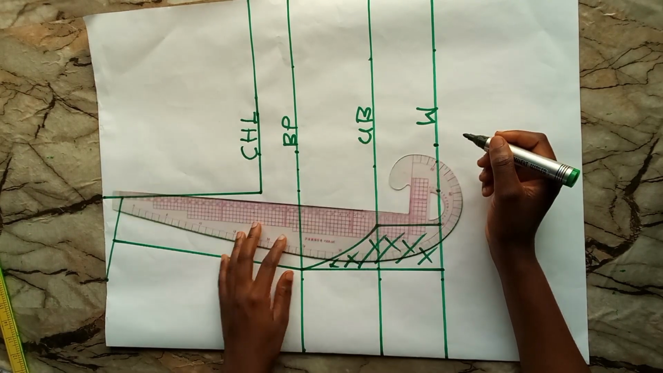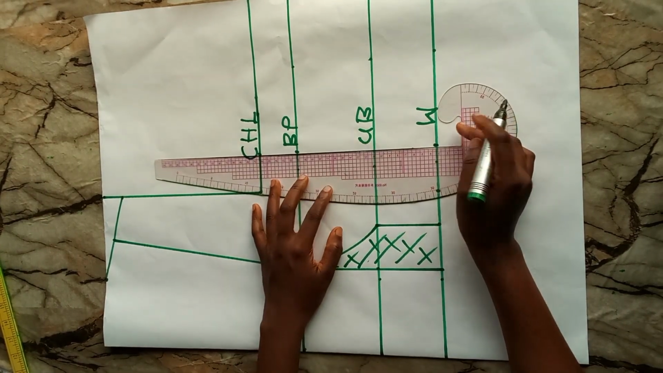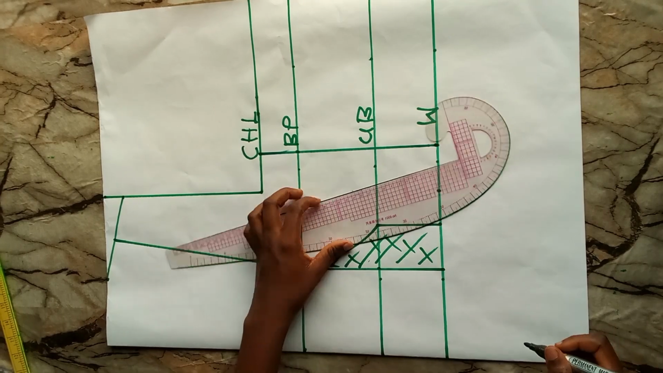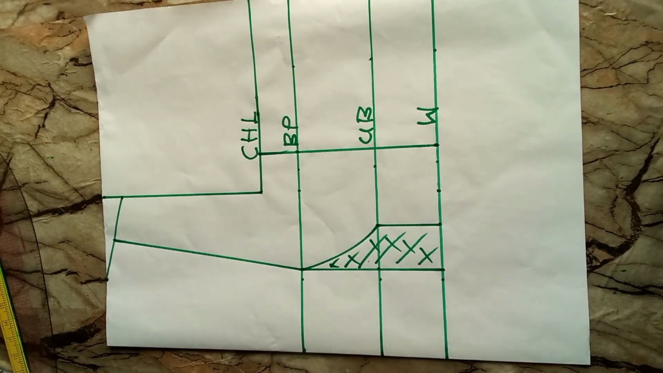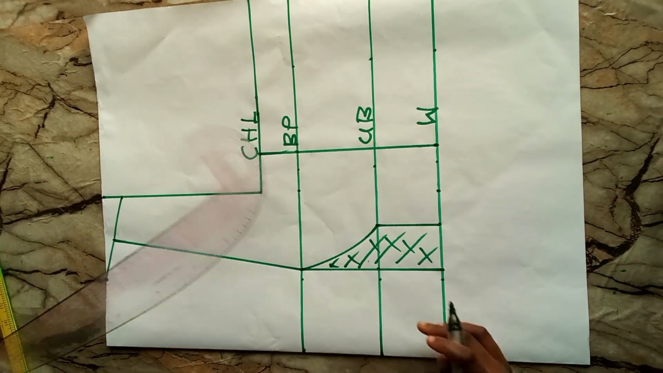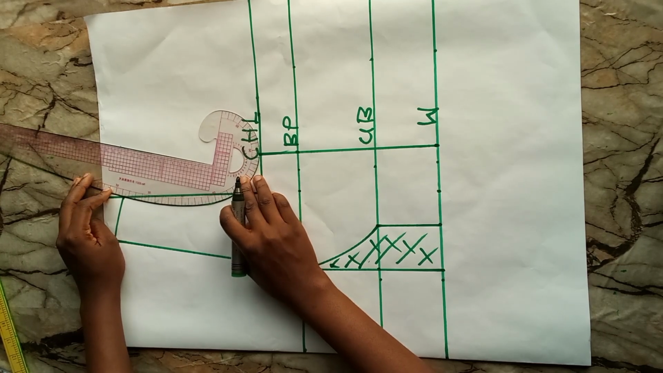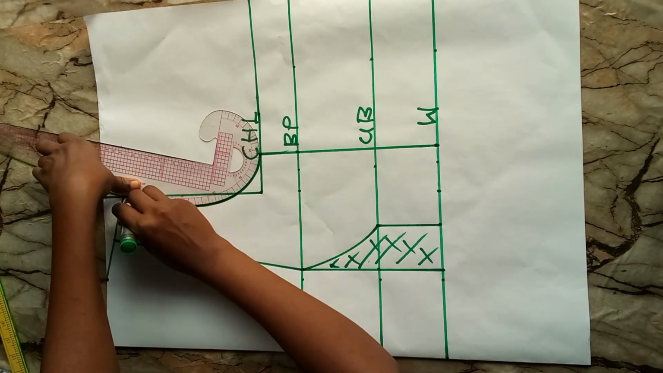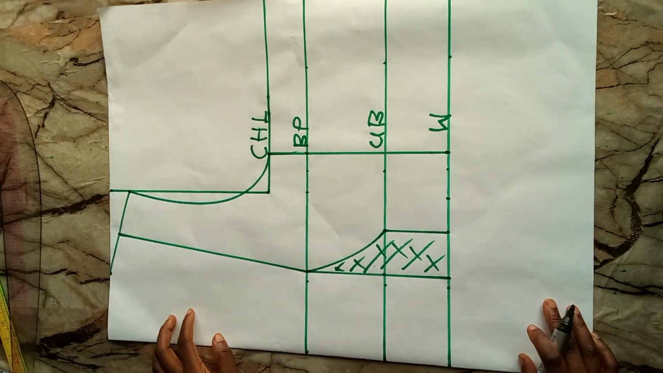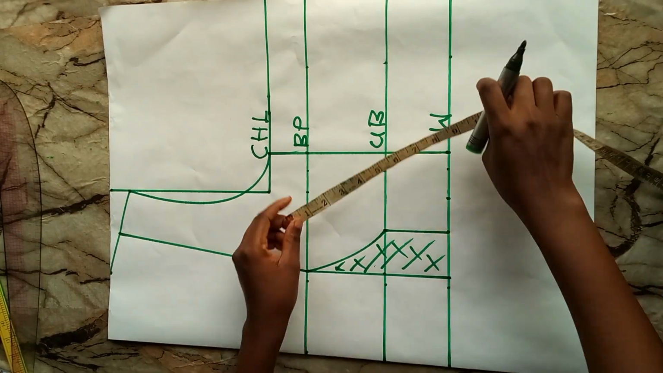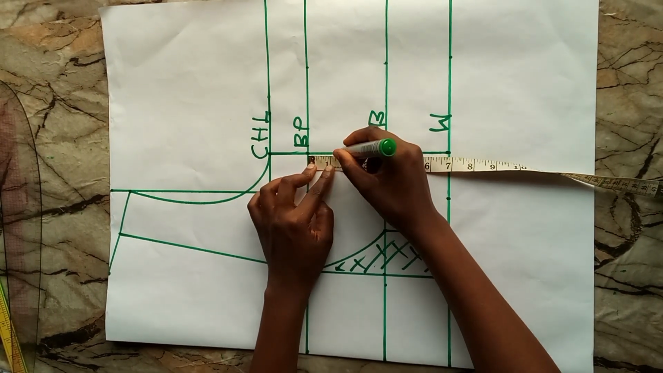Then I added back the 2 inches dart that I took. Please always remember to add back your dart measurement or your dart allowance. So I added it back. Then I'm going to go ahead now and take my armhole curve, of course. So you can see that our front pattern is already coming together.